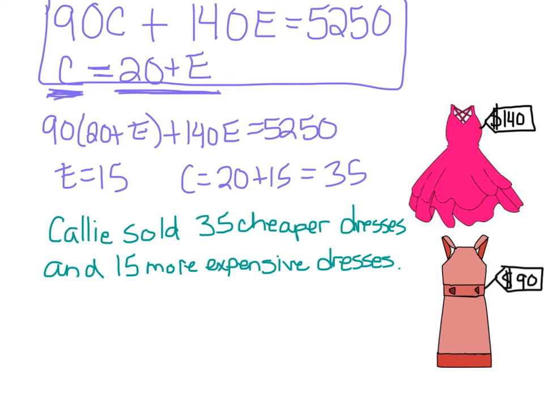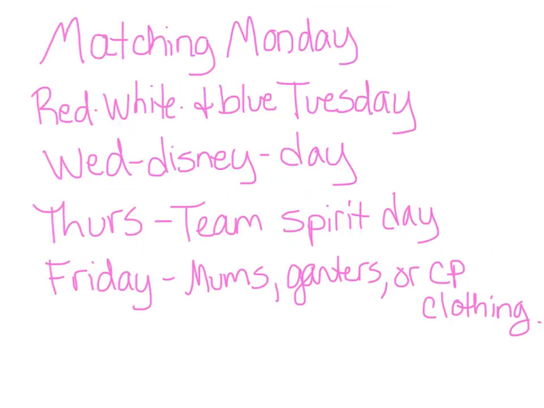And now, if you've made it all the way through this video, I have one last thing to tell you about that you're going to want to know. Next week is homecoming week, and we have themes for every day of the week next week. We have Matching Monday, where you're supposed to find a friend to match outfits with. We have Red, White, and Blue Tuesday, so something patriotic. Wednesday is Disney Day. Thursday is Team Spirit Day, and that means like any team that you want, college or professional or whatever. And Friday is wear your mums their garters, or if you don't have either of those, you can just wear College Park clothing.